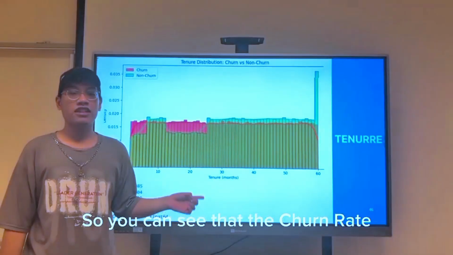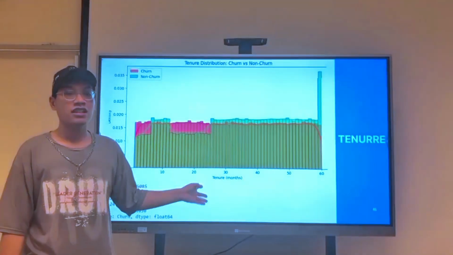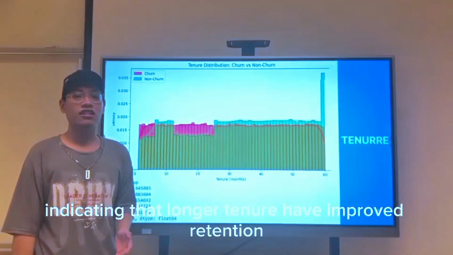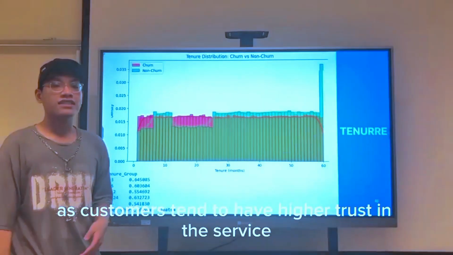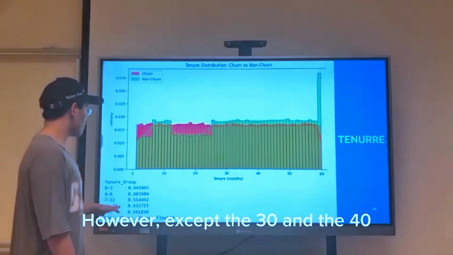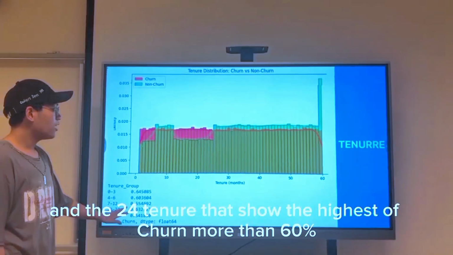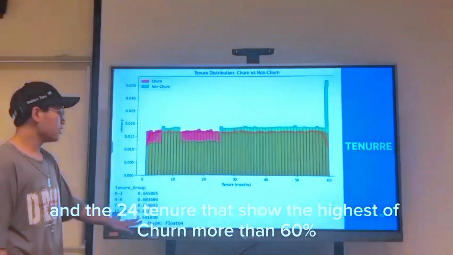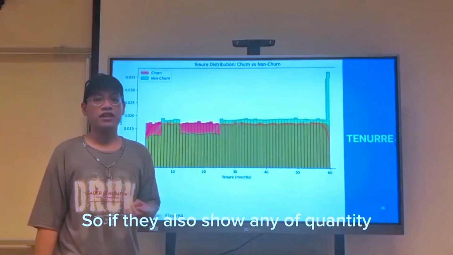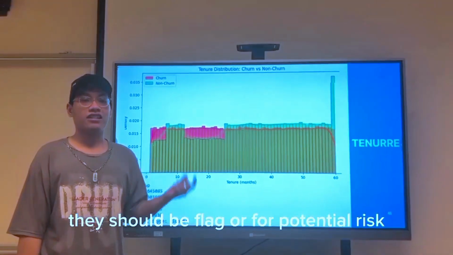You can see that the churn rate steadily declines as tenure increases, especially at 25 months or more, indicating that longer tenure means better retention, as customers tend to have higher trust in the service. However, except for the 13 and the 24 month tenures, which show a high risk of churn of more than 60%. So if they also show any quantitative warning signs that I have recommended before, they should be flagged for potential risk.